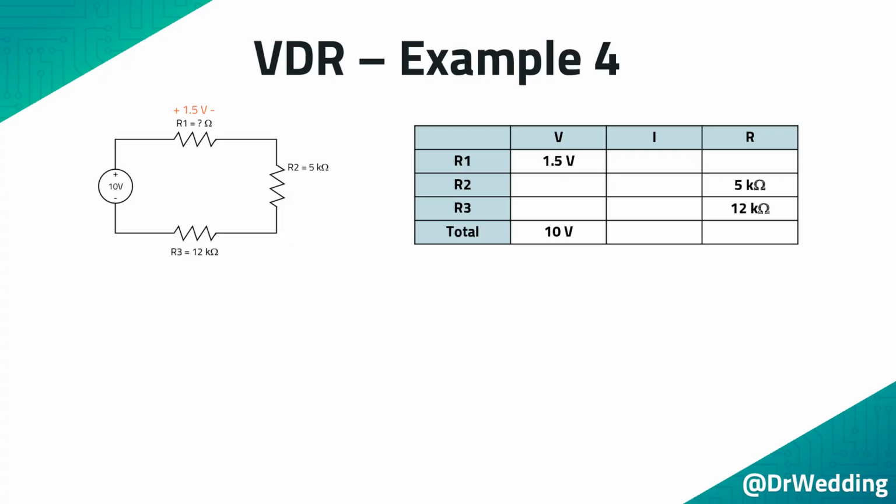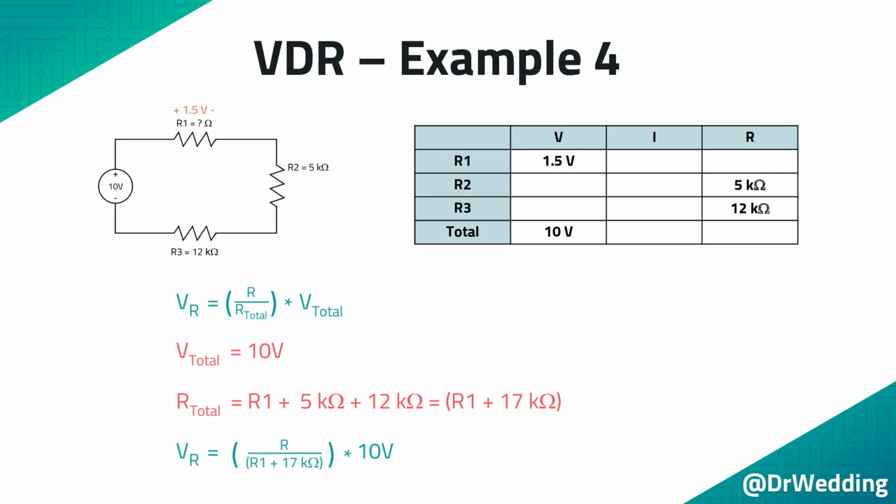At this point, you may think there is not enough information to solve the circuit, but there is. You can use the voltage divider rule to perform some of the calculations without the use of the current. As in the previous examples, you need to find V total and R total. V total is the supply voltage, and in this circuit the value is 10 volts. R total is the sum of all the resistors, but one of the resistor values is unknown. But that is not a problem. Just write the total resistance as R1 plus 17 k ohms. This will generate the equation at the bottom of the screen.